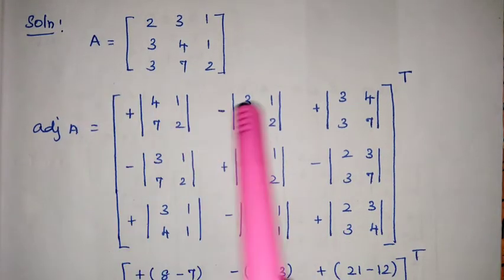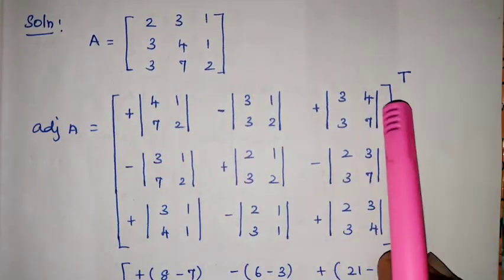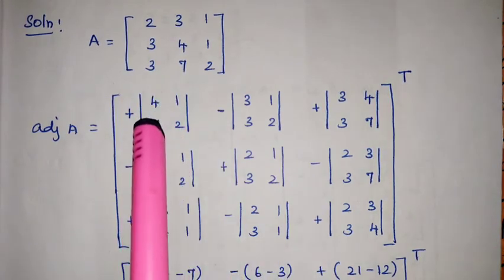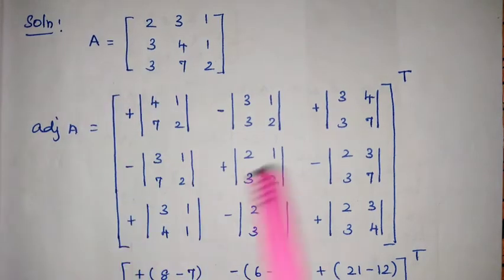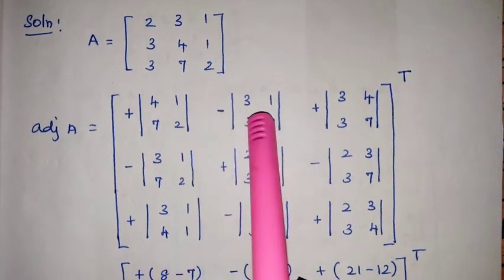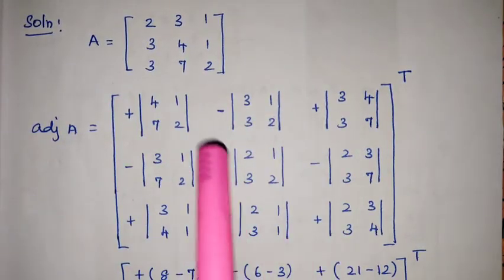Very simple. First assign it, then write the minus. So these are the cofactors. Don't forget to write the transpose. Now, how to expand this determinant? You know that. See, this is a matrix, and inside you have a collection of determinants. These are all determinants, cofactors.